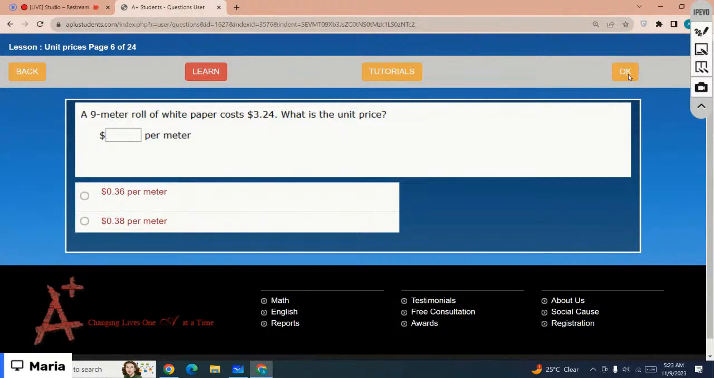A 9-meter roll of white paper costs $3.24. What is the unit price? So you are given a 9-meter roll. That means the cost of the 9-meter roll is $3.24. You have to calculate the cost of 1 meter. So you have to divide the total cost by the length of the total roll. You have to divide 3.24 by 9, so which is the correct option?